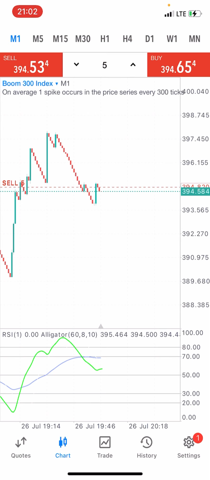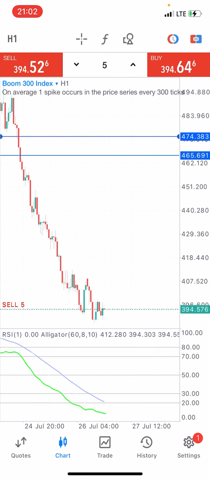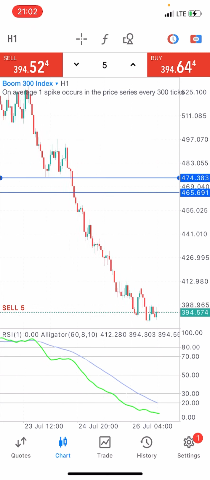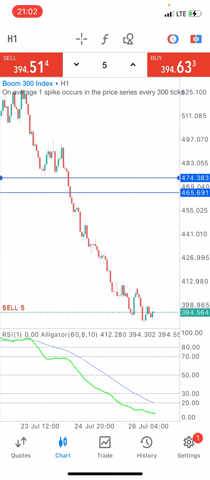If you go on the higher time frame, this is a 1 hour time frame, you can see very well that this is a downtrend. So it's a downtrend, and what do you need? What you have to look out for right now is selling positions. Okay, you look out for selling positions.